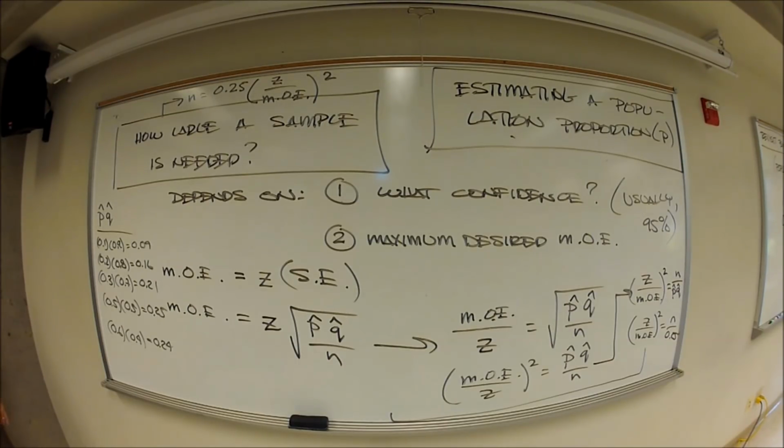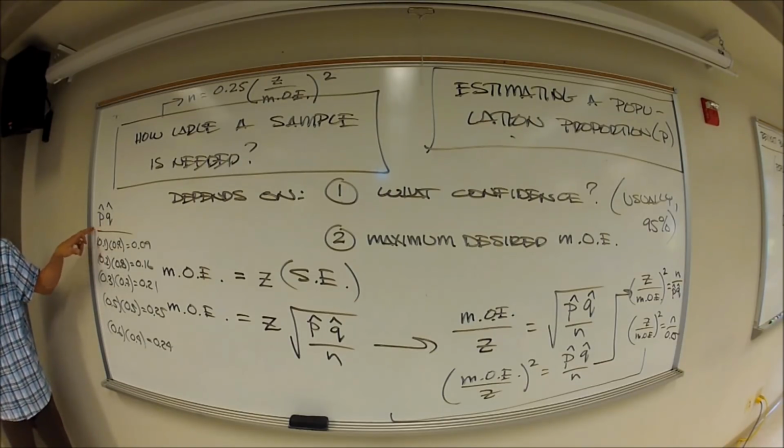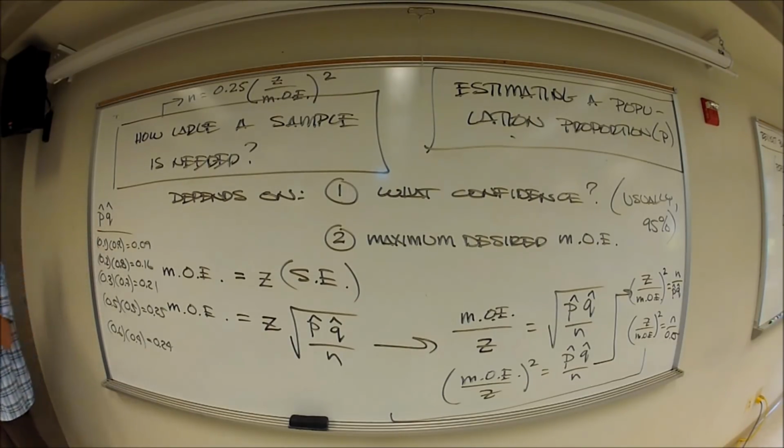Is it always going to be 0.25? Always. Because by using 0.25, you're using the largest possible value of the product of P and Q. So in other words, you're putting a safety net in there. You're saying, I don't know what P hat is, I don't know what Q hat is, so I'm going to assume they're both a half. Go ahead, Jamie.